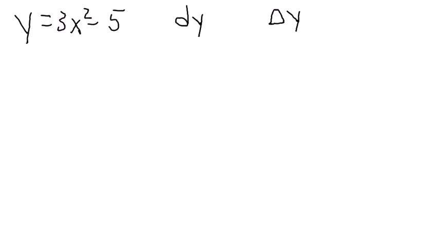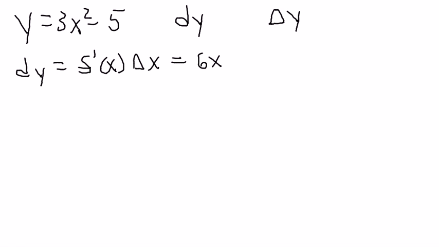The next part, let me just go to dy and delta y, and why we use dy as opposed to delta y. It's a lot easier. Let's say we have y equals 3x squared minus 5. I want to evaluate two things. I want to find dy, which is the approximation of delta y. That's going to be the easy one. And then I want to find delta y, and I'm going to compare those values. So dy, remember, is the derivative of f of x, so f prime of x times delta x. In this particular example, that's going to be 6x times delta x.